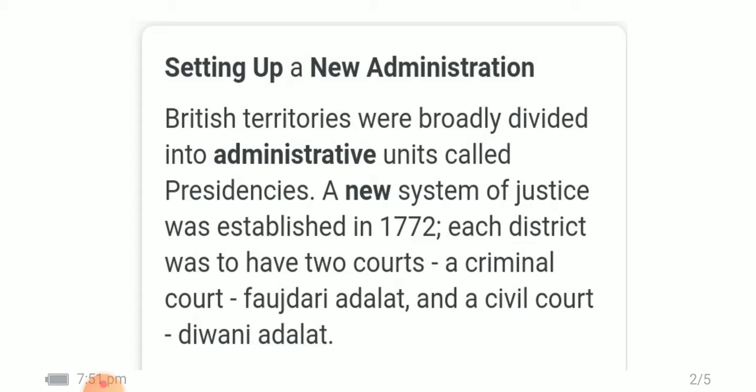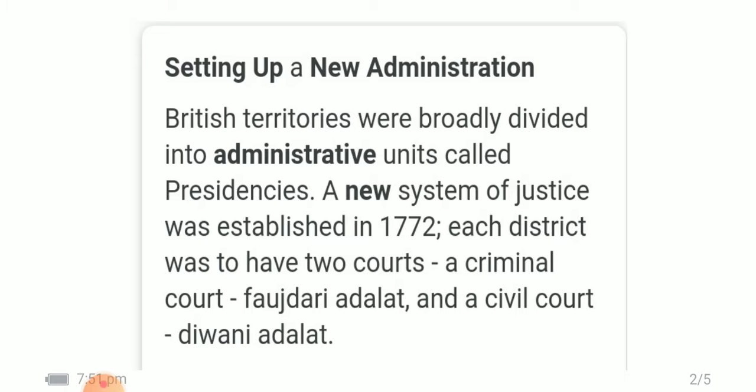Warren Hastings, the first Governor General from 1773 to 1785, was one of the many important figures who played a significant role in the expansion of company power. By his time, the company had acquired power not only in Bengal but also in Bombay and Madras. British territories were broadly divided into administrative units called presidencies. There were three presidencies: Bengal, Madras and Bombay. The head of the administration was the Governor General. Warren Hastings, the first Governor General, introduced several administrative reforms.